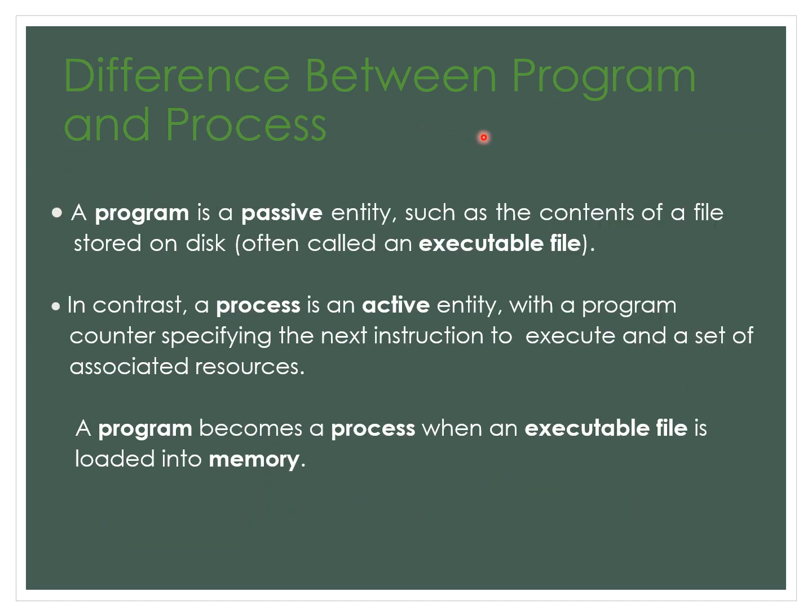Difference between program and process. A program is a passive entity, such as the contents of a file stored on disk. It is often called an executable file. In contrast, a process is an active entity with a program counter specifying the next instruction to execute and a set of associated resources. A program becomes a process when an executable file is loaded into memory.